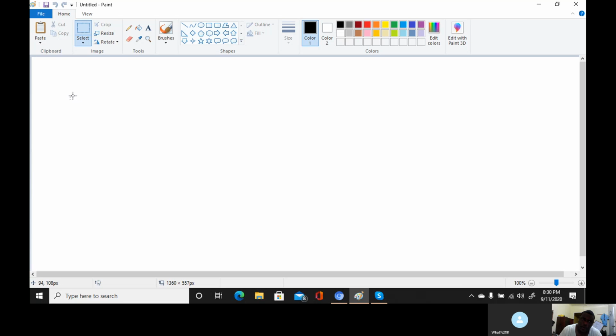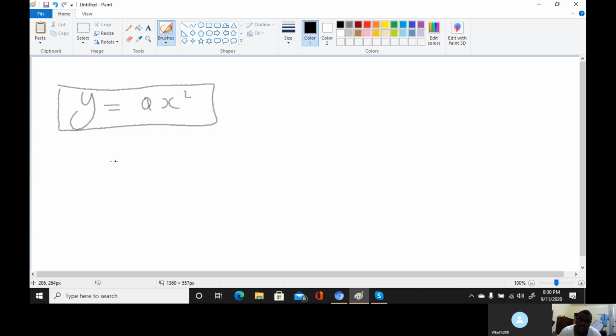So when we combine the two equations, we get y is equal to a, the constant a, times x squared. And of course, a is a constant that is equal to something else. What I wanted to say about this is this.